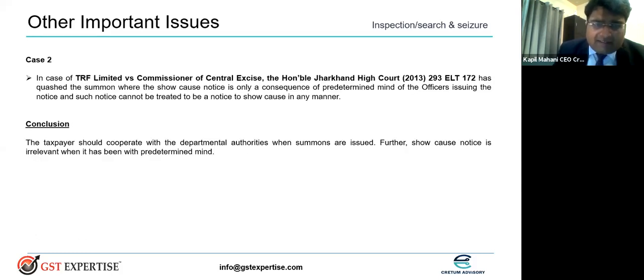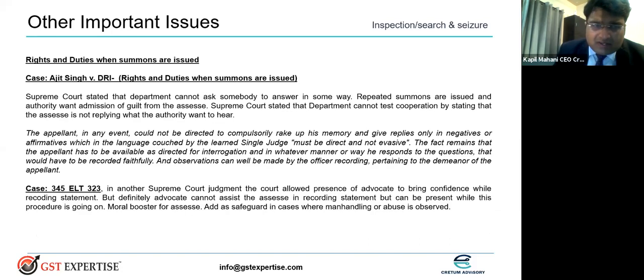In the case of TRF Limited versus Commissioner of Central Excise, Jharkhand, the summons were quashed where the show cause notice was issued with a predetermined mind that guilt was already established. So it has been said that these were quashed. Rights and duties when summons are issued: what are your rights and duties?